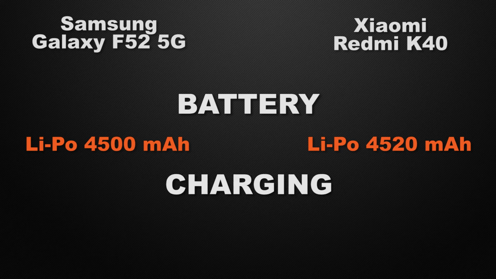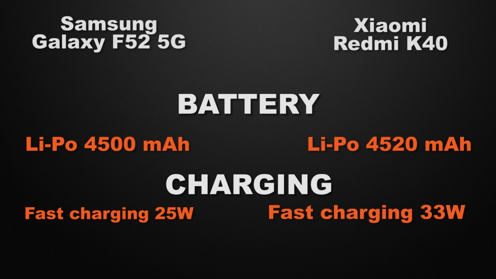Let's talk about the charging speed of the devices. F52 has 25 watts of fast charging, whereas K40 has 33 watts of fast charging. So the winner here is K40 because it can charge up the device faster.